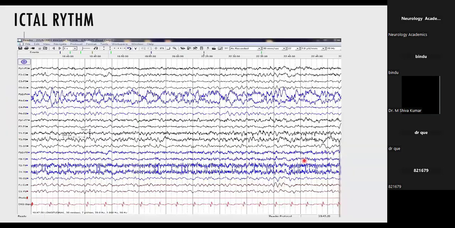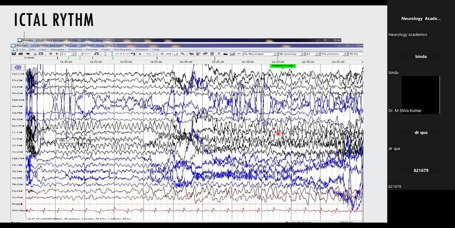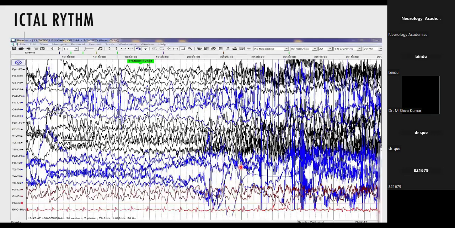Next pattern, here we can see the theta rhythms in the left temporal region of 6 to 7 hertz, evolving initially as monomorphic theta, then spiky theta in the left temporal region, later marked by artifact, then followed by diffuse delta rhythm. You can see the diffuse delta rhythm.